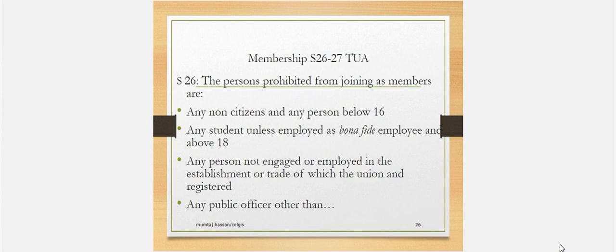Okay, so any student, unless they are employed as a bona fide employee and also above 18. That means students at the university also can be a member of the trade union if they are employed. They are doing a part-time job, but they are employed. They are doing part-time studies, and they are employed somewhere else. They can also be a member of the trade union, and they are not engaged in any other trade union. That means it's their first time being a member.